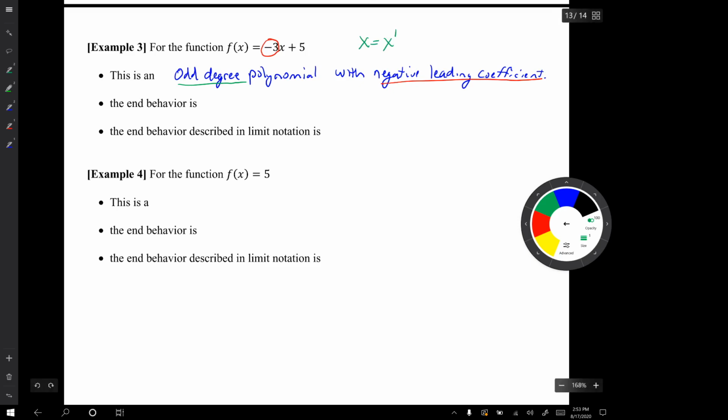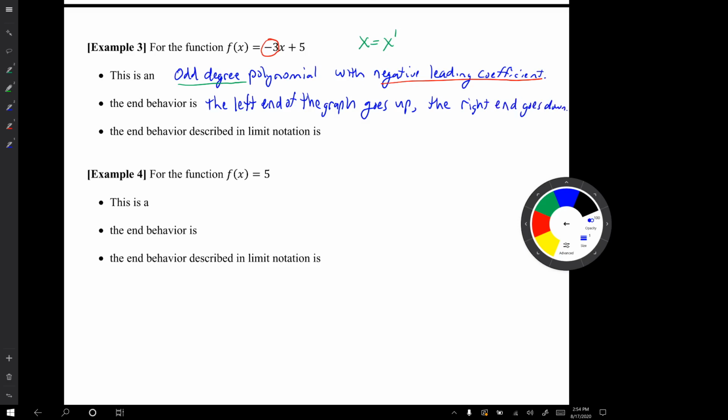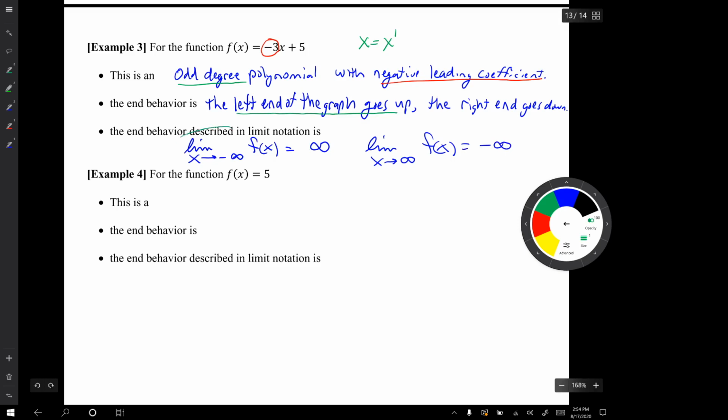So what's the end behavior of an odd degree polynomial with a negative leading coefficient? Well, the graph goes up on the left end and goes down on the right end. So the end behavior described in limit notation is: the fact that the left end of the graph goes up is abbreviated with this symbol, and the fact that the right end of the graph goes down is abbreviated with this symbol.